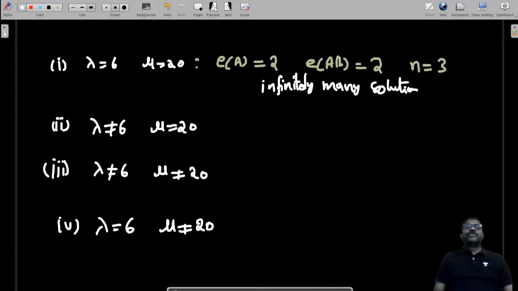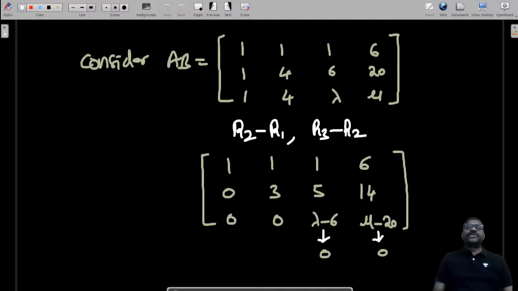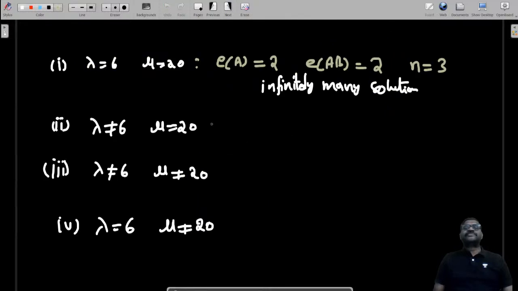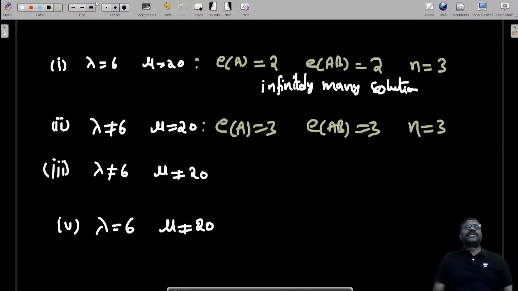Okay? Suppose lambda not equal to 6, mu equal to 20. Lambda not equal to 6 means lambda minus 6 is non-zero. Then rank of A equal to 3. In this case, rank of A is 3, rank of AB is 3, number of variables is 3. All are equal, so unique solution.